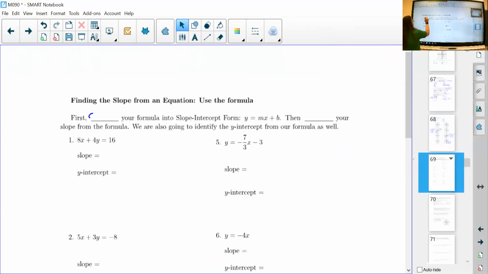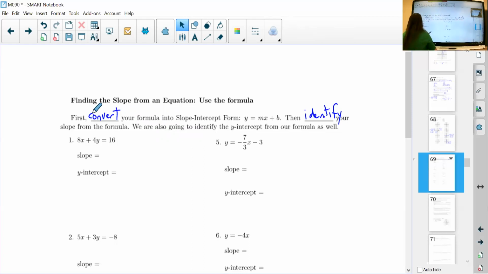So what we're going to do is convert your formula into slope-intercept form, the y equals mx plus b, where m is the slope. Then all you have to do is identify your slope. Whatever comes in front of the x is your slope.